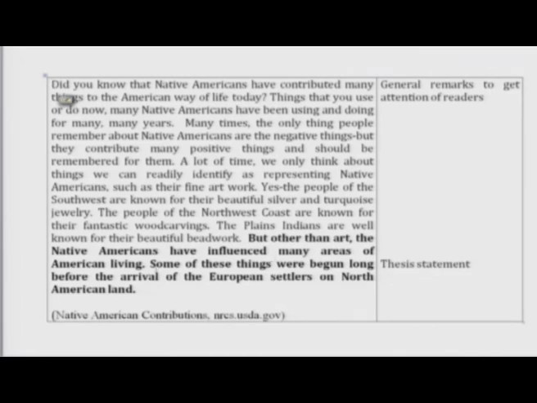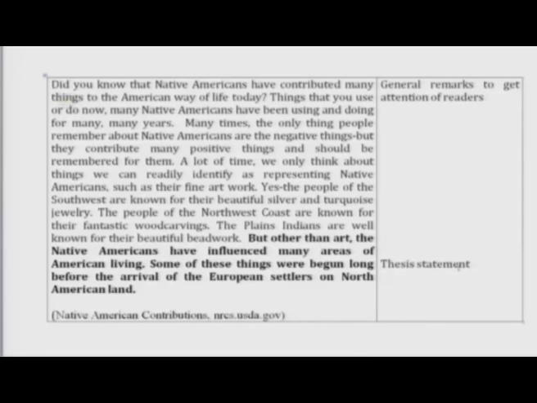So, you can say that. So, this part: some of these things were begun long before the arrival of the European settlers on North American land. So, what were these? Other than art, Native Americans have influenced many areas of American living. So, that is the thesis statement.